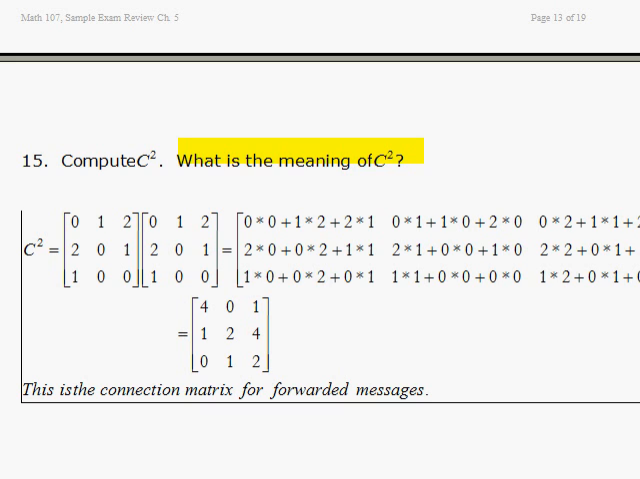C squared is what you use to compute that forwarding. This is the connection matrix for forwarded messages. So here was our original matrix, and we square it by multiplying it by itself.